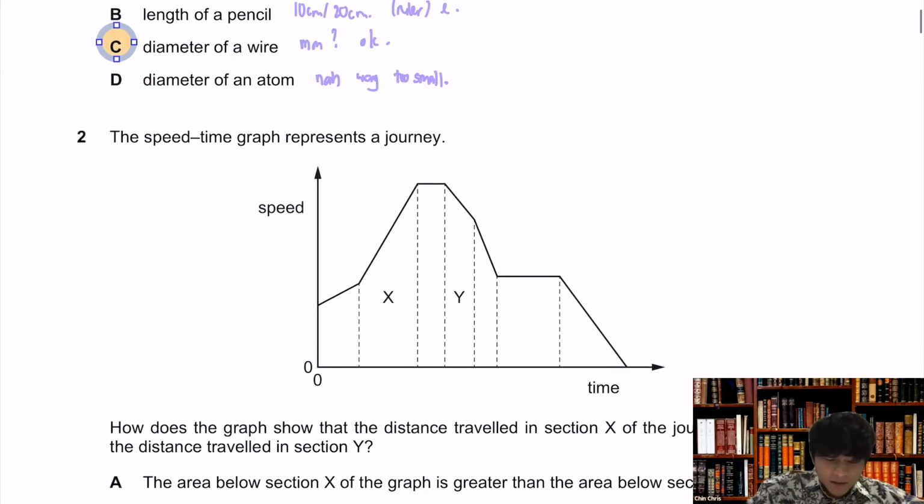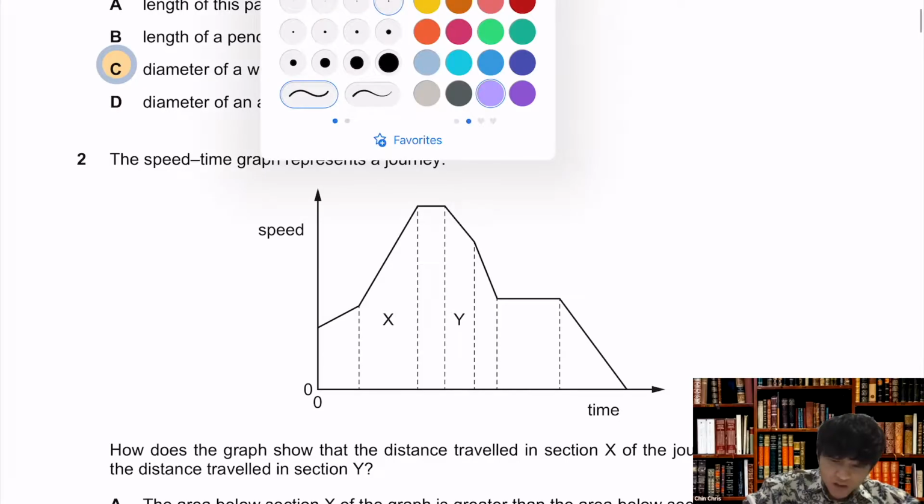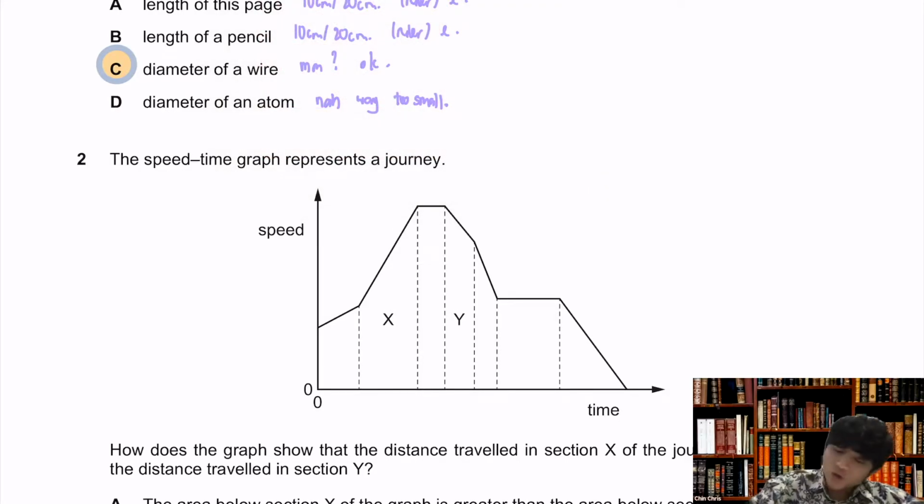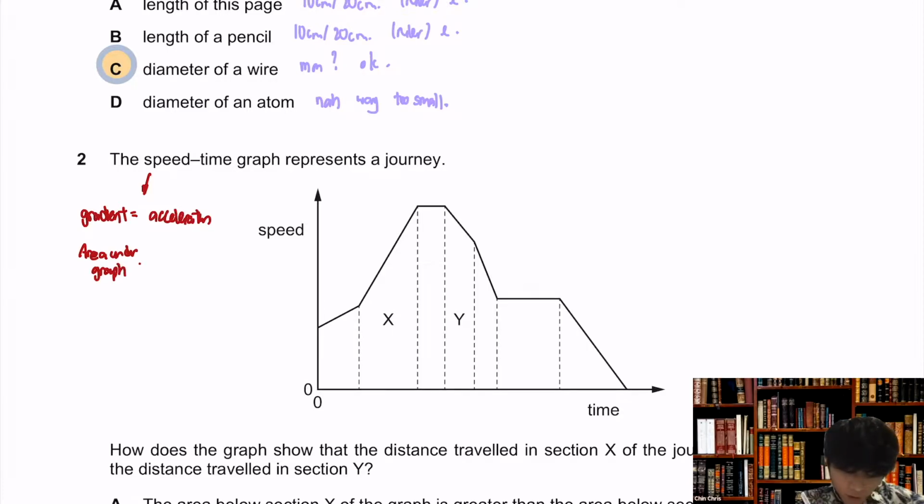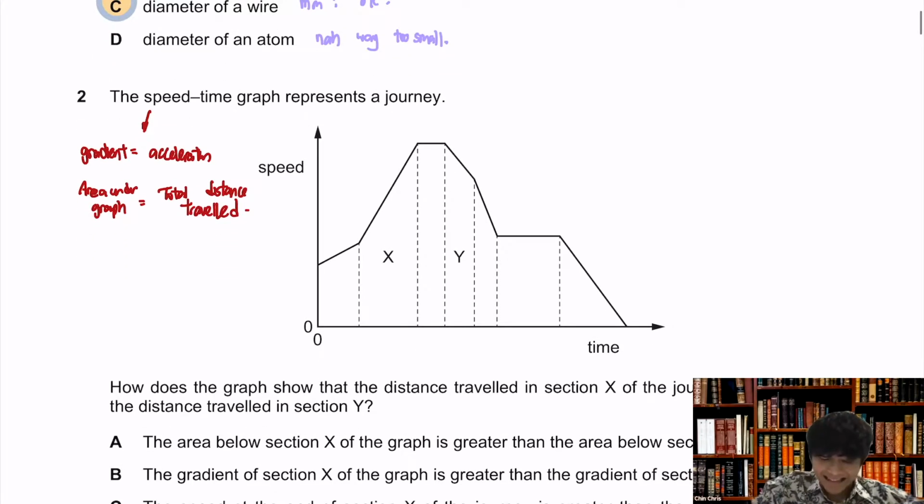Next, the speed-time graph represents a journey. For a speed-time graph, there are two things that you need to know. First, the gradient always tells you your acceleration. Remember, gradient is equal to your acceleration. Next, the area under the graph is equal to the total distance traveled.